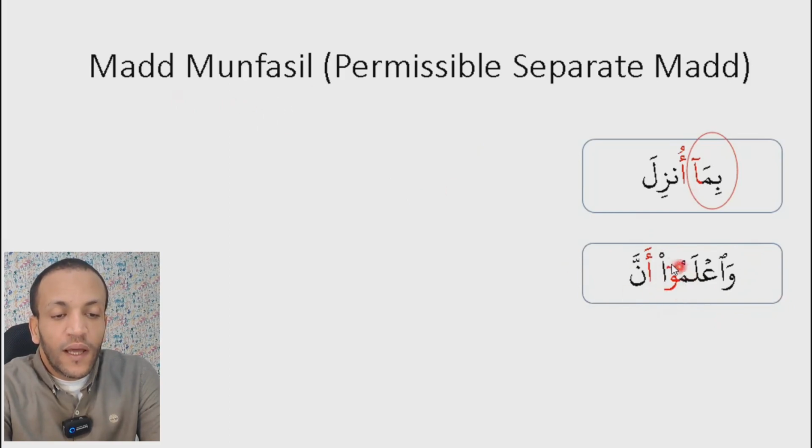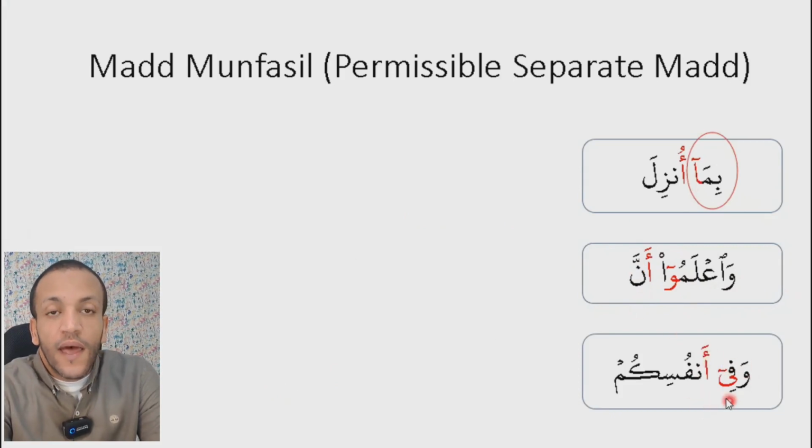So you will make a natural مد here. وَاعْلَمُوا, you will pause here. وَاعْلَمُوا. But if you read the two words together, the pronunciation will be with 4 حركات, مد of 4 حركات. وَاعْلَمُوا أَنَّ.